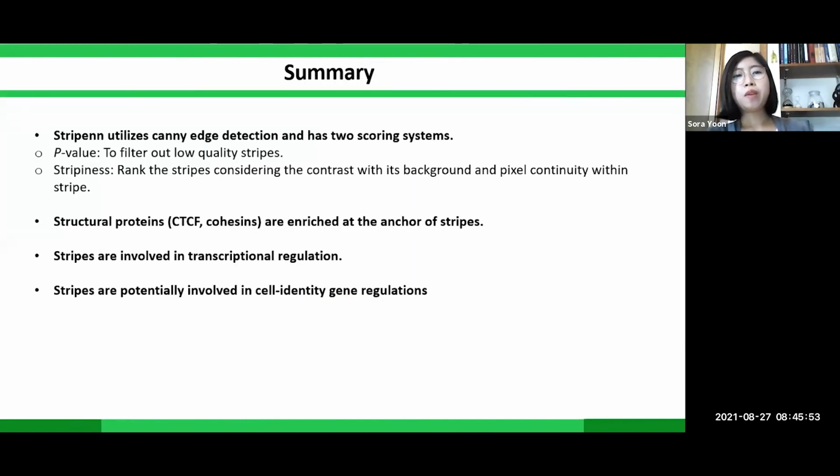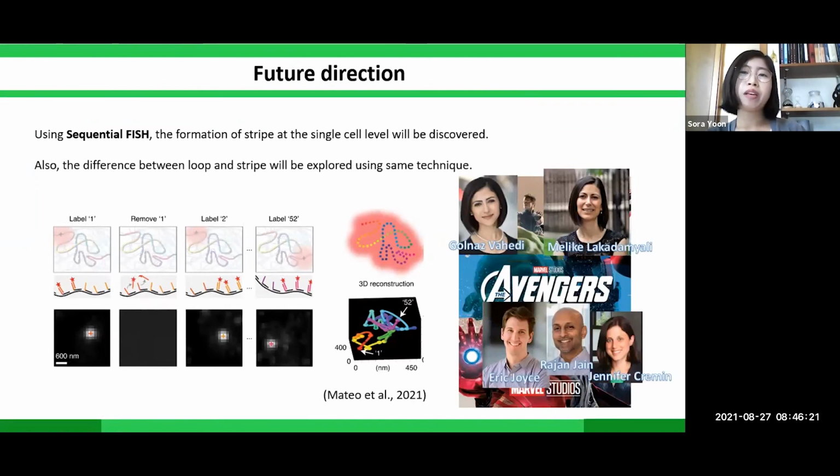So in summary, Stripenn utilizes Canny edge detection to detect the stripes, and it has two scoring systems, p-value and stripiness. Structural proteins like CTCF and cohesins are enriched at the anchor of the stripes, and stripes are involved in transcriptional regulation. And finally, stripes are potentially involved in cell identity gene regulation. For the future plan, we will discover the formation of a stripe at the single-cell level using sequential FISH, and also we will explore the difference between loops and stripes. Since we have the 4DN Avengers team at Penn, I expect that we will make great advances in this field.